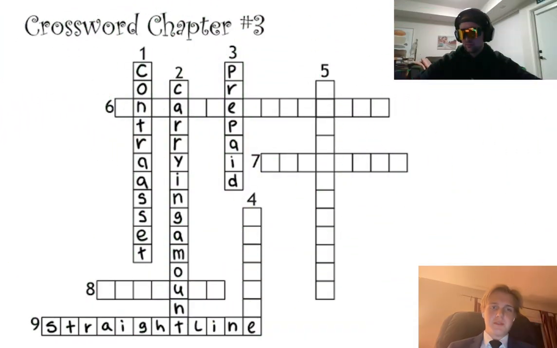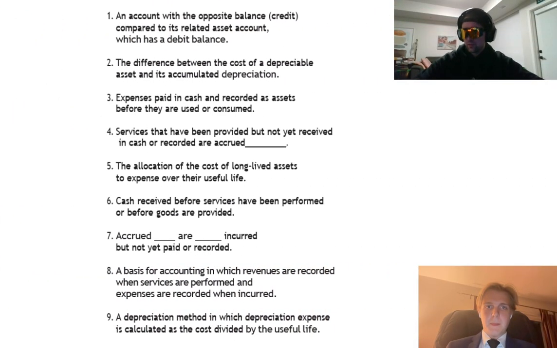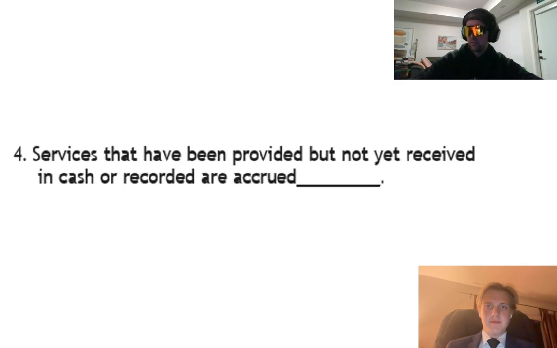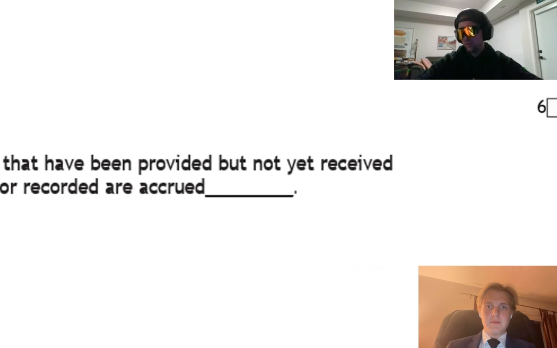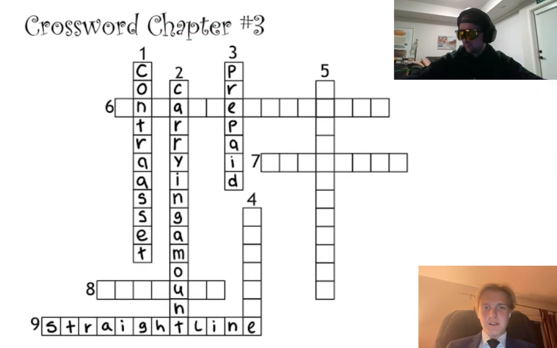Now let's go to the next question. All right. Question 4 says services that have been provided but not yet received in cash or recorded are accrued. I am stumped on this one, man. I feel so bad at this stuff. Chill out, man. No worries.